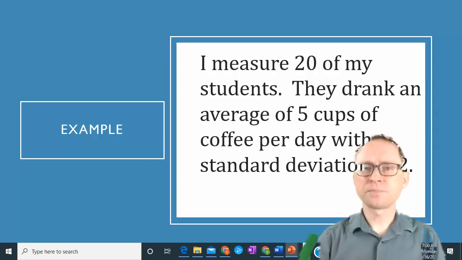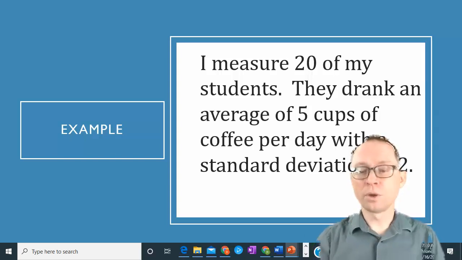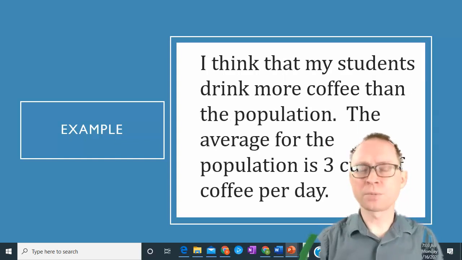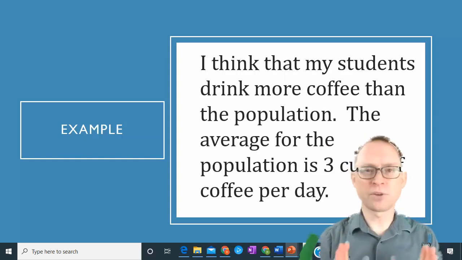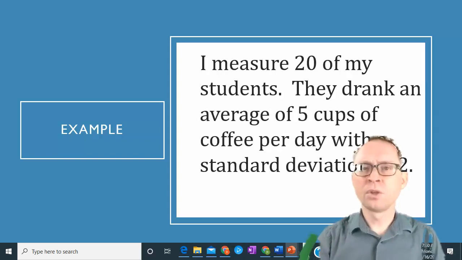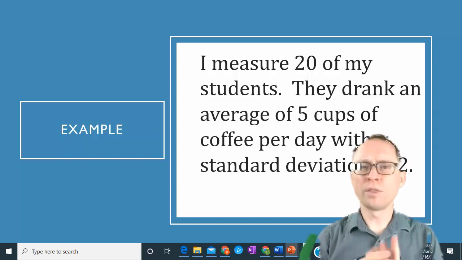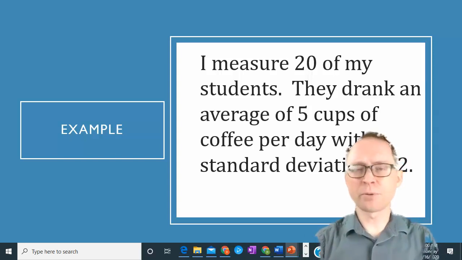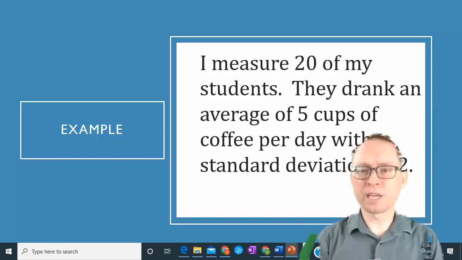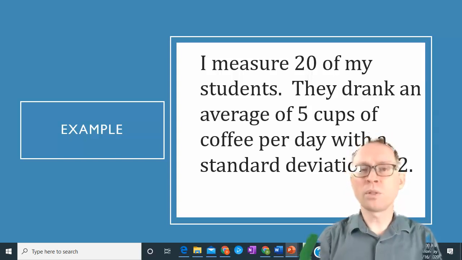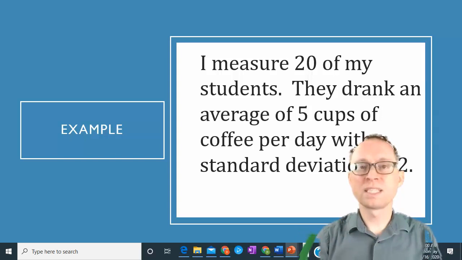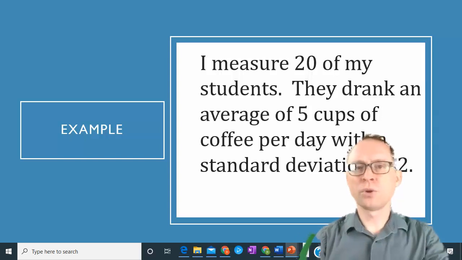So for this test, we are going to use a single sample t-test. And the reason why we're using a single sample t-test is because we know the population's mean, which is 3 cups of coffee per day, but we don't know the population's standard deviation. Instead, we know our sample. We know that we have 20 students, that's the n. We know that the mean for that sample is 5 cups of coffee per day, and we know the sample's standard deviation, which is 2. And when we know the sample standard deviation, but not the standard deviation of the population, we're going to use this t-test, a single sample t-test. So go ahead and let's calculate it now.